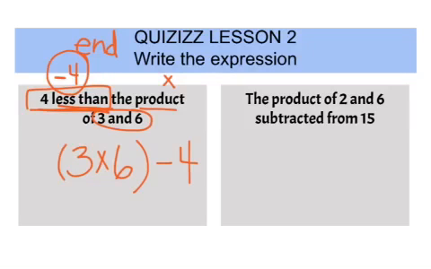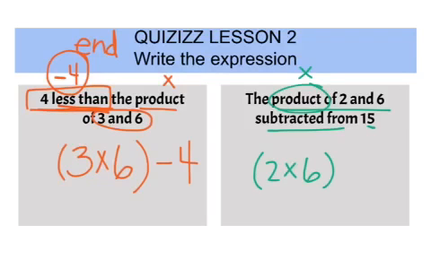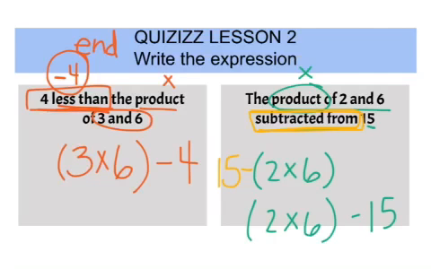So the next one says the product of 2 and 6. So here I'm multiplying 2 times 6 subtracted from 15. So I'm going to take my product of 2 and 6, so 2 times 6. So I'm going to take that product and look here, subtracted from 15. So I have to take my product subtracted from 15. So I could either do 15 minus 2 times 6, or I could leave my 2 times 6 and then do minus 15. So let's see which one makes sense.